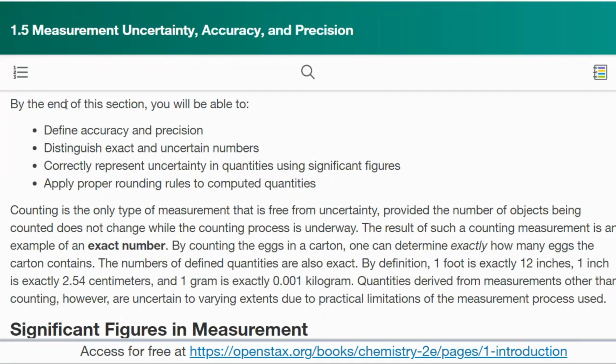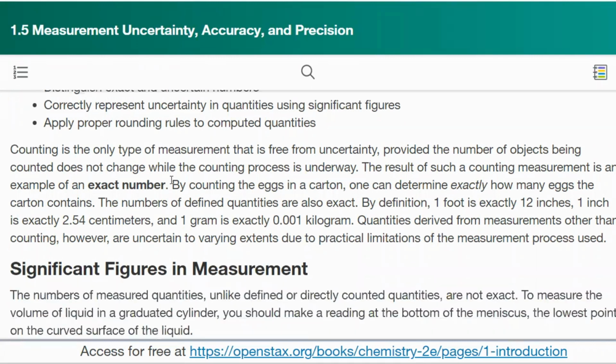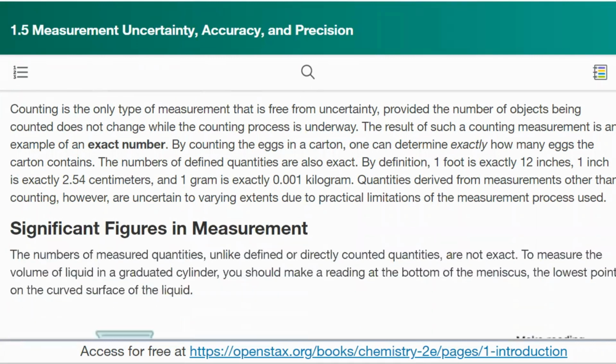Counting is the only type of measurement that is free from uncertainty, provided the number of objects being counted does not change while the counting process is underway. The result of such counting measurements is an example of an exact number. By counting the eggs in a carton, one can determine exactly how many eggs the carton contains.